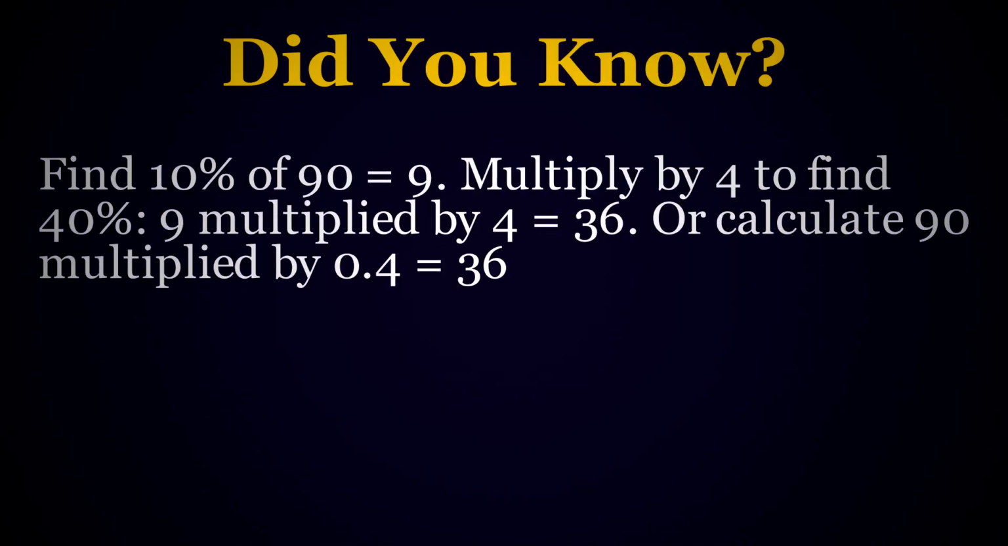Here's something cool. Find 10% of 90 equals 9. Multiply by 4 to find 40%. 9 multiplied by 4 equals 36. Or calculate 90 multiplied by 0.4 equals 36.